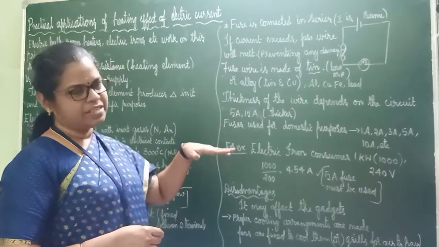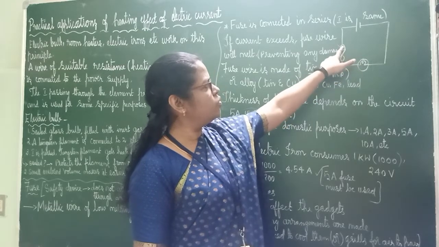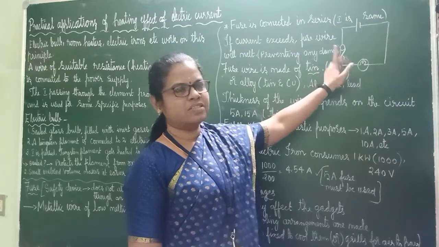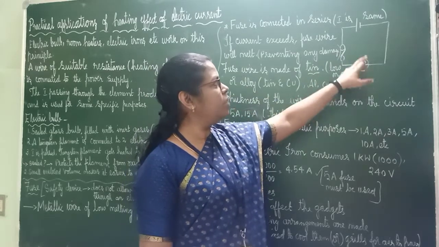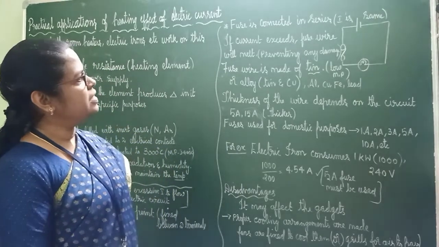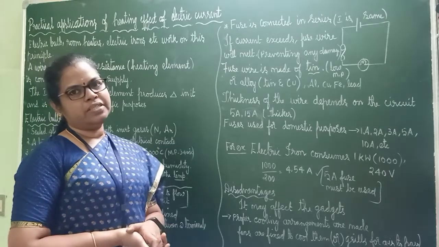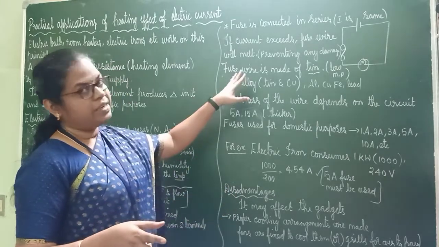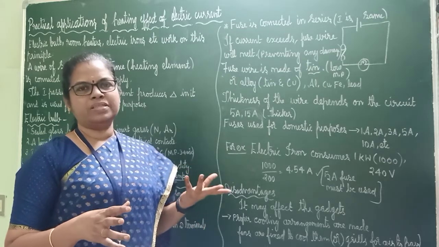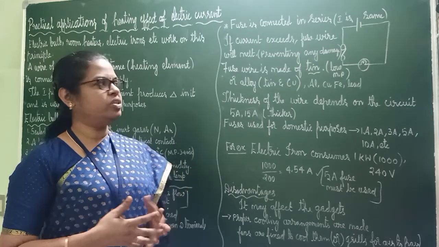If current exceeds, what happens? In the fuse symbol I have given, we keep two small zeros, and in between it should be connected like this. This is the fuse, this is a bulb, and current is flowing through it. So the fuse is always connected in series. If the current exceeds, the fuse wire will get melted, supply will not be there, and the appliances will be protected from damage.